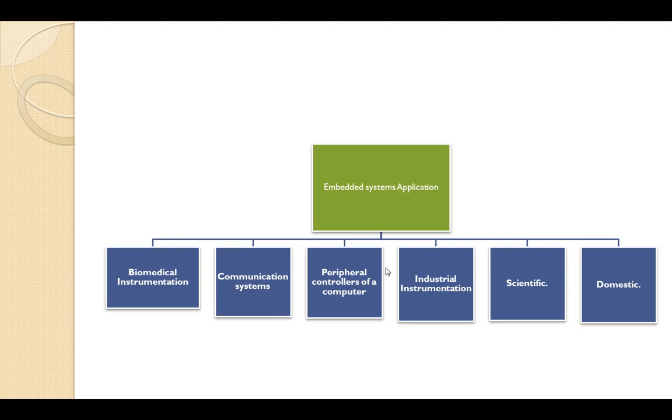Peripheral controllers of a computer. If you see, your mouse is an embedded system because it has an input and it has output. Yes, there is some processing happening inside it. When you click, it has to decide which is a right click and which is a left click. So there is some program written inside that says, this is for right click, this is for left click, right?